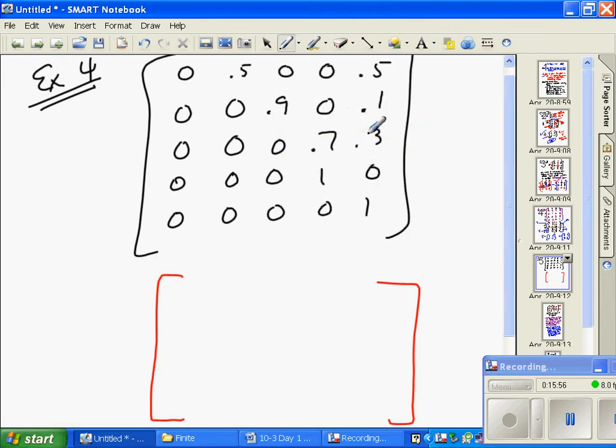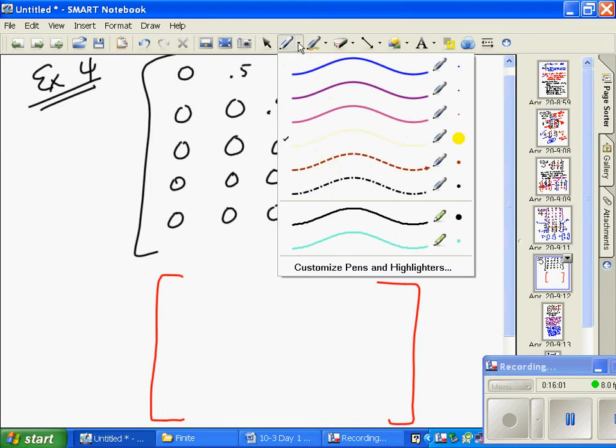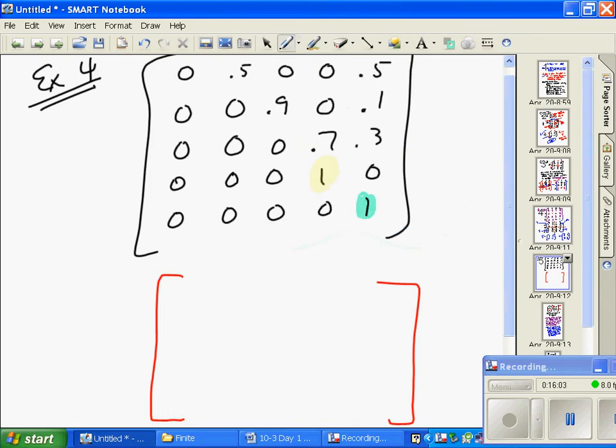I'm looking for ones. There's one. And I'm looking for another one. I'll put that in green. There's my probabilities of 1. Now, 1, 2, 3, 4, 5. Well, this is a nice big matrix. 1, 2, 3, 4, 5. Put a 1 there. Okay, so if I look at the yellow matrix, it's in row 4, column 4.